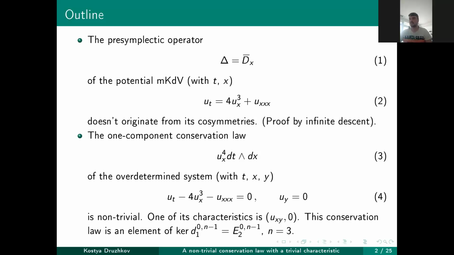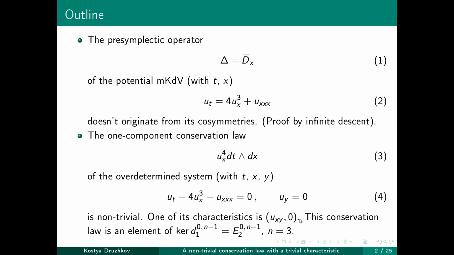Okay. One more question. One of its characteristics is uxy, but uxy is 0. Right, this is the point. The characteristic vanishes on the system. So it means that the cosymmetry is trivial. In this case, the cosymmetry given by the restriction of this characteristic to the system is literally 0.